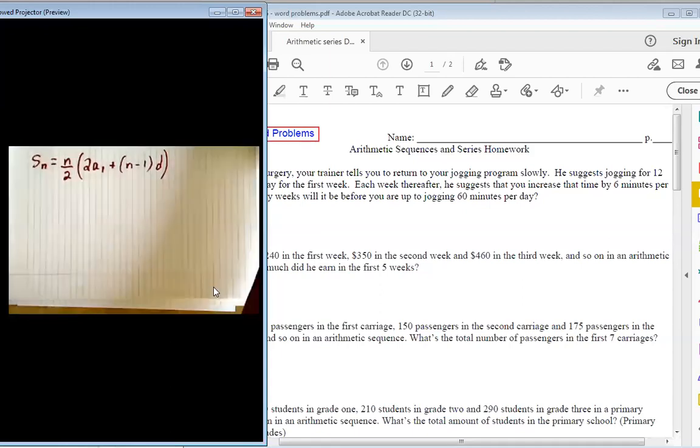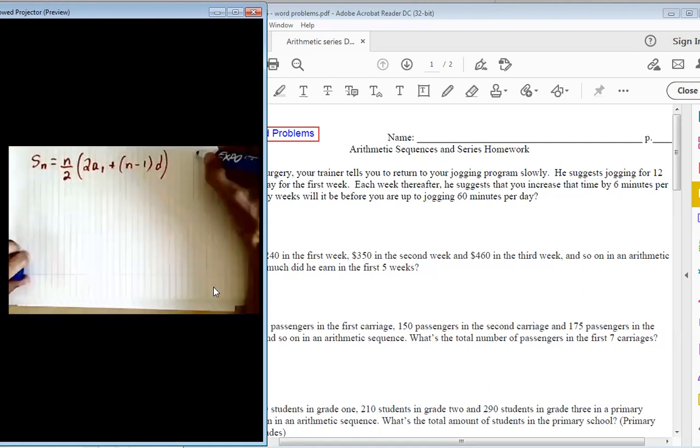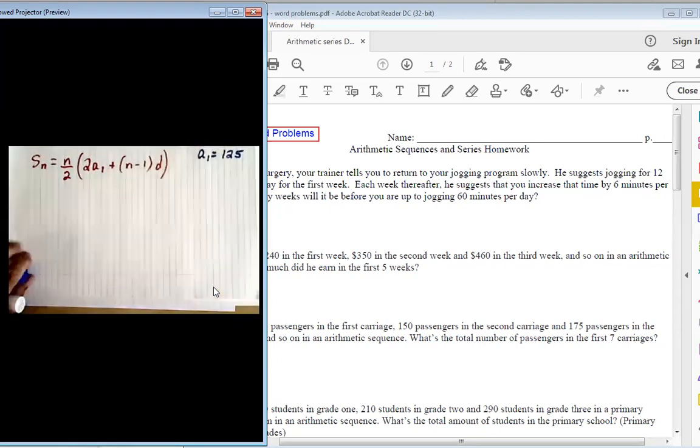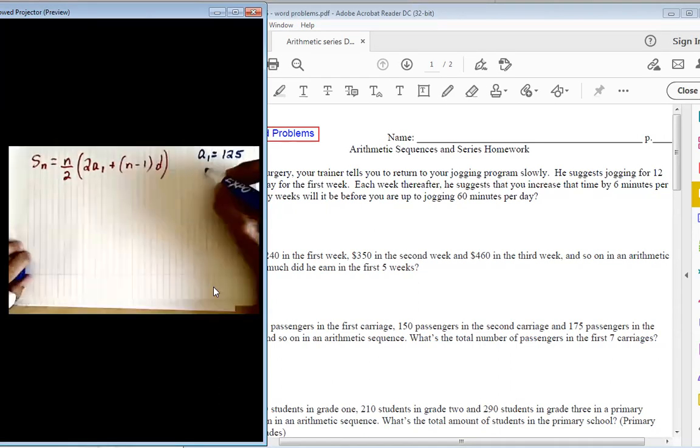Okay, and from our good hard work earlier, we have that A1 is equal to 125. We have that D is equal to 25. And that N is equal to 7.